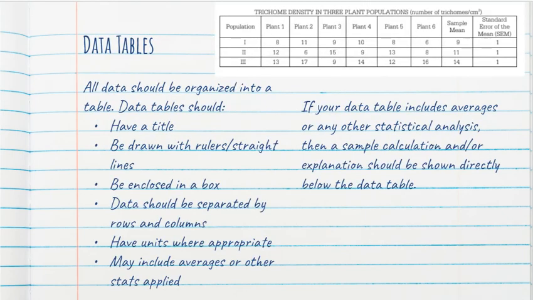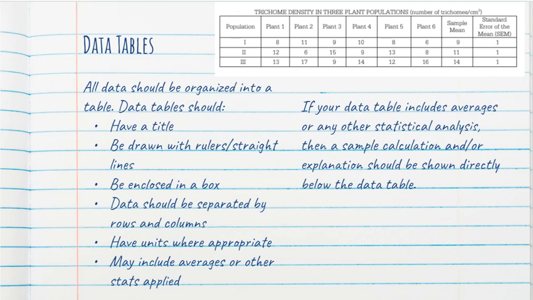Next, you're probably going to have some data tables. They should always be organized into an actual table, like drawn with rulers and closed in a box. There should be a title so we know what we're looking at. Units where appropriate. So if you're measuring, make sure you say if it's grams or centimeters or what have you. You can include averages, and oftentimes if you do include averages, it's really good to show an example calculation below the table so that people know you're doing your math right.